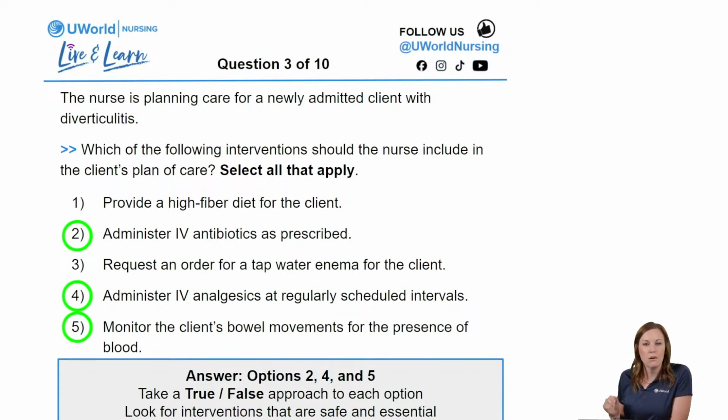So again, we're looking for a low residue diet. And we're not going to do a tap water enema. That would be more of an intervention for constipation. So good job, you guys. Good work. A lot of good answers on here.